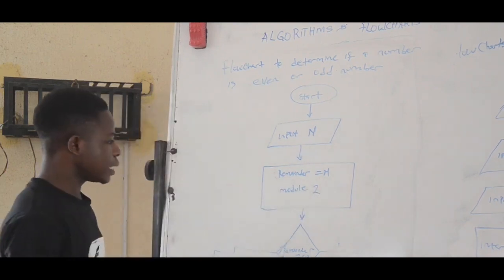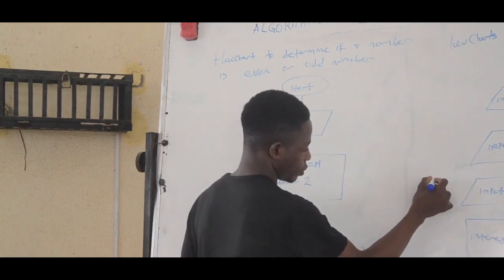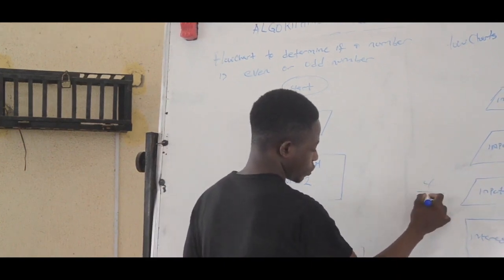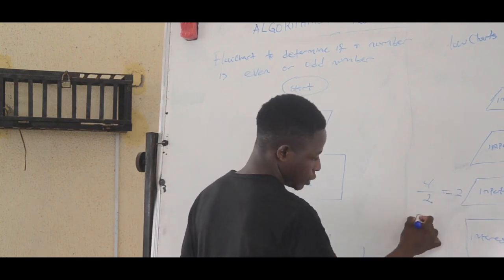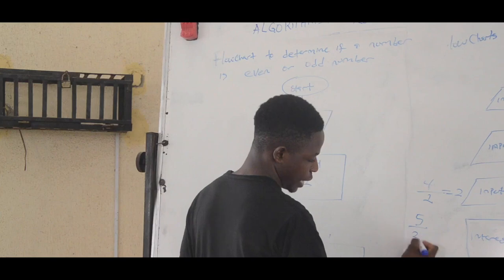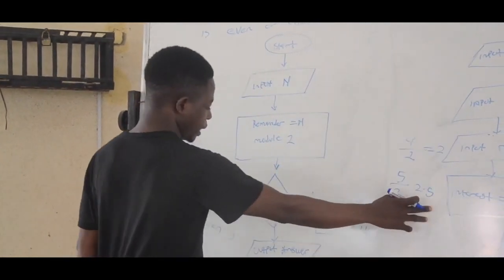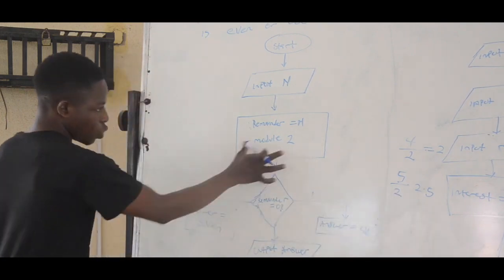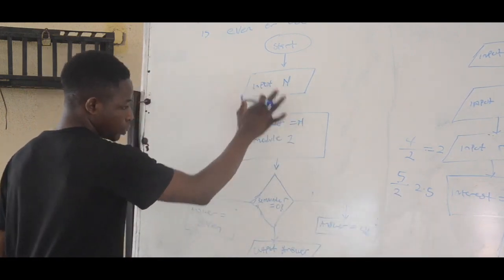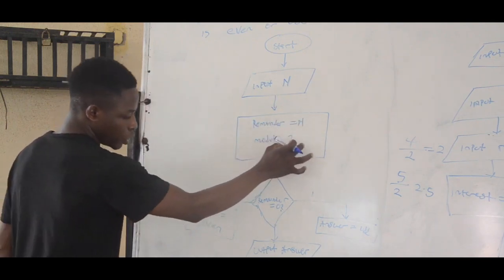So this means that, let's say the user inputs maybe 4. So 4 divided by 2 equal to 2, right? But let's say the user inputs 5. So I think this is 2.5. So there is a remainder here. This is 2 remainder 1. So coming down here, the user has already input the n and the remainder equal to n, and the modulo is 2.